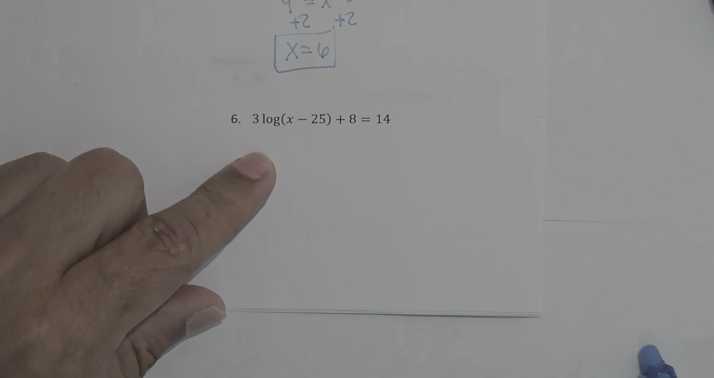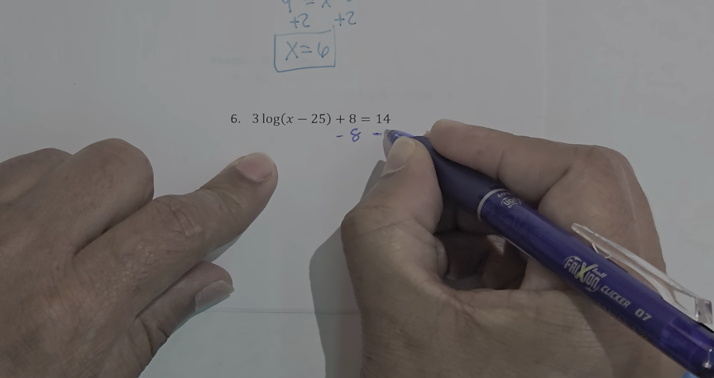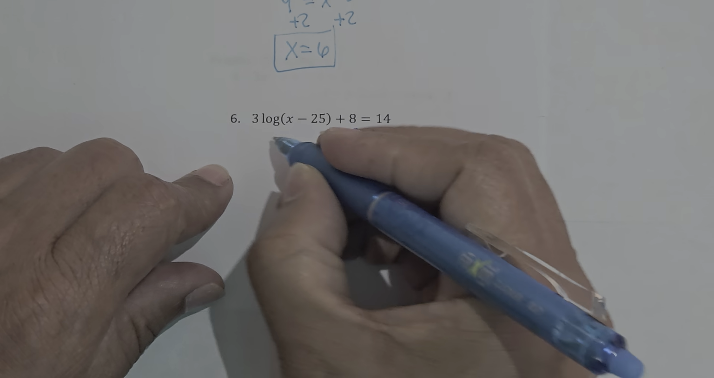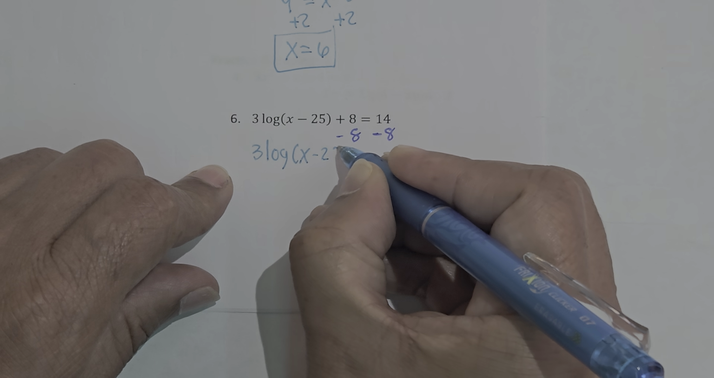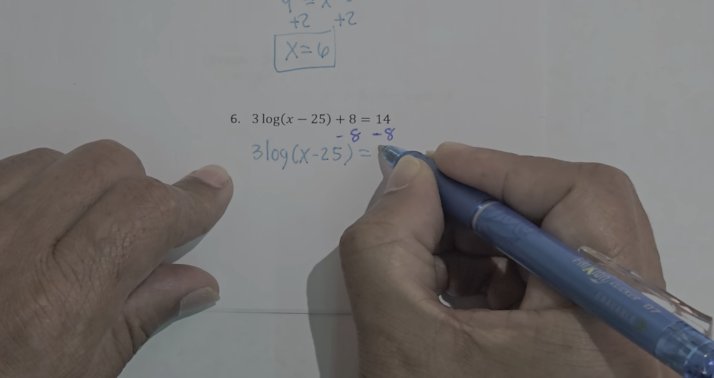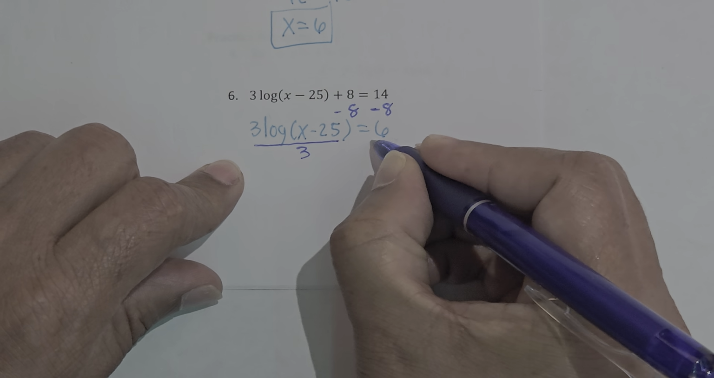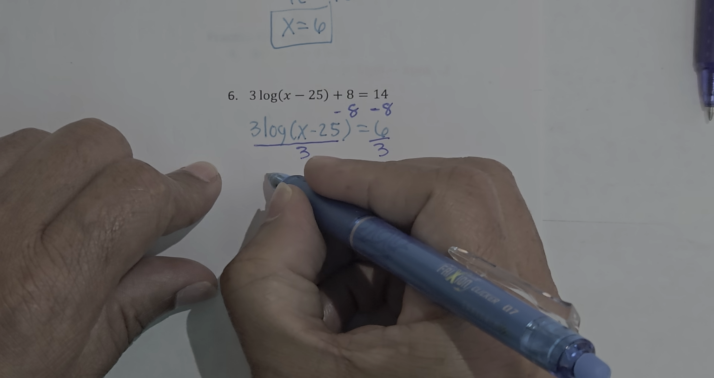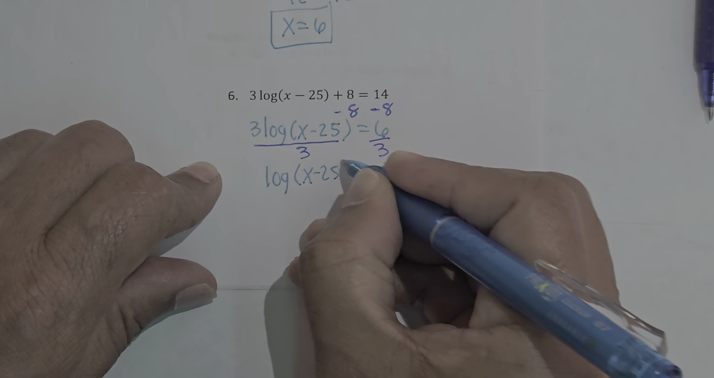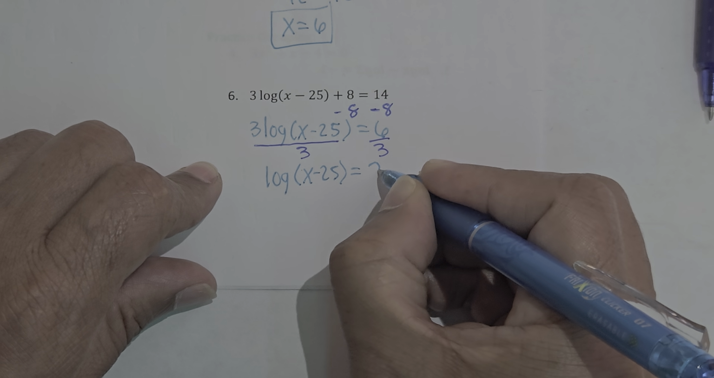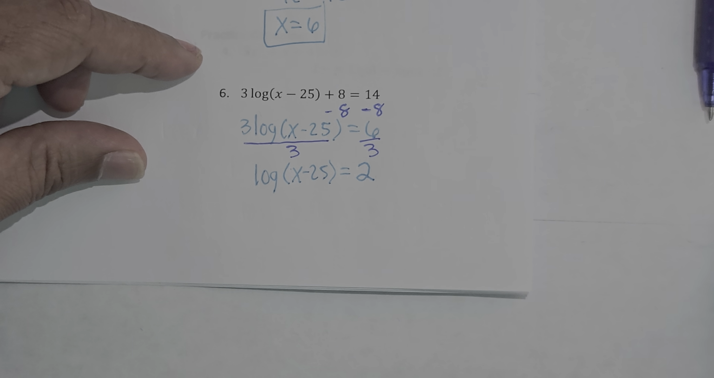Last example. For this one, there's a plus 8, so I'm going to subtract that 8 from this side and also from the 14. So then we have 3 times the common log of x minus 25 is equal to 14 minus 8, which is 6. But then we have a 3 in front of the log, so let's divide by that 3. So then this gives you the log by itself. So this is the common log of x minus 25 is equal to 2.